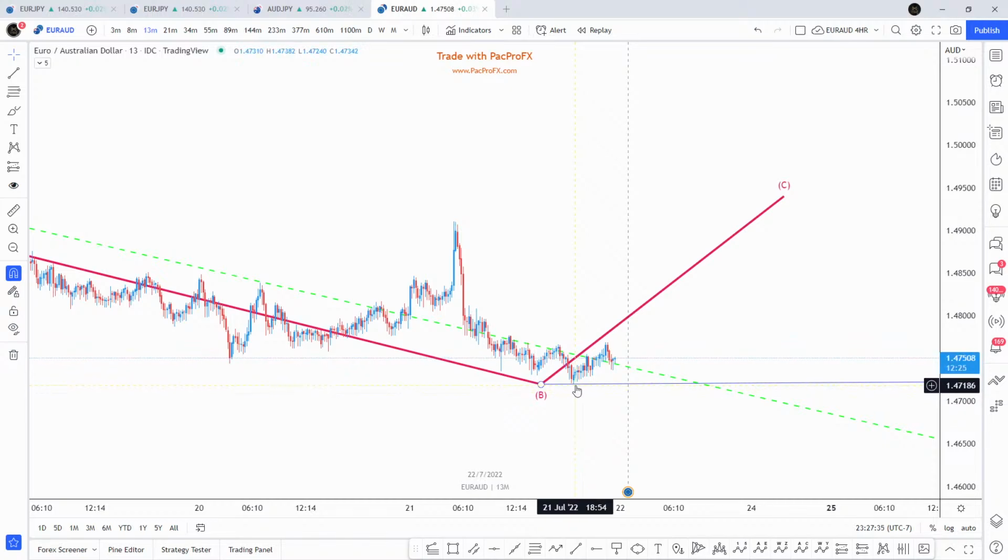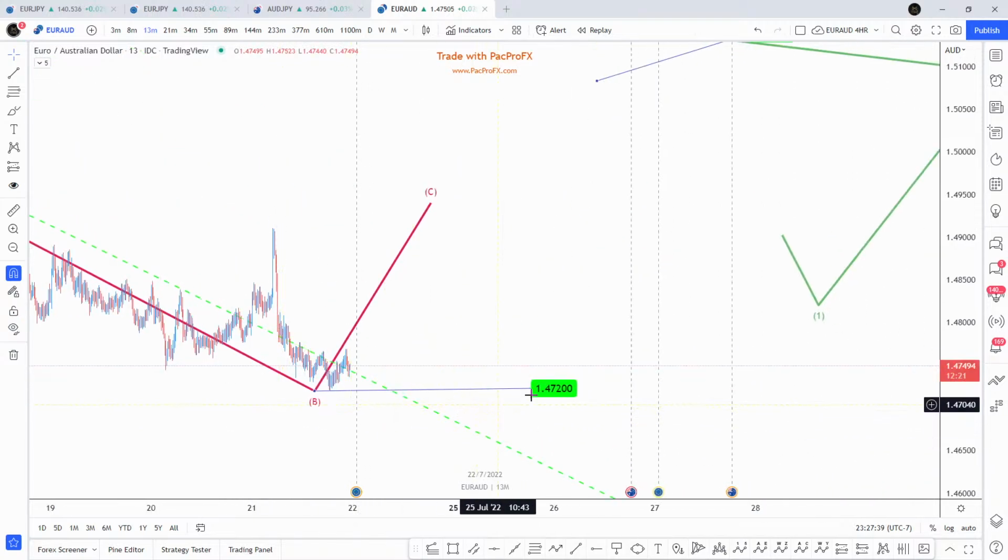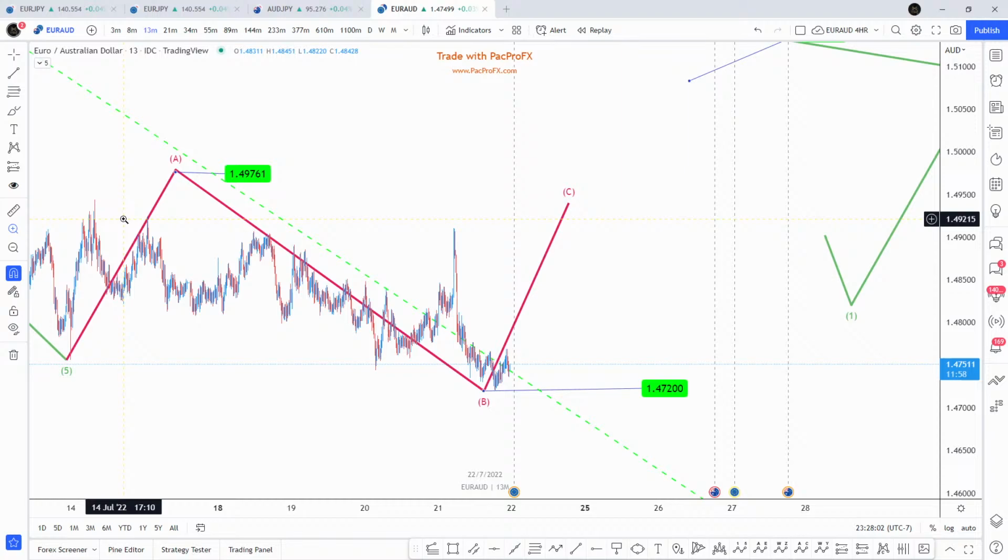So this level here, this low here, 147 200. I would use 147 180 as a stop loss down here. And if it hits here, it hits here. Pretty much, it's done. But if not, then you can wait until it comes back up here. Let me make sure that the wave pattern is done here.